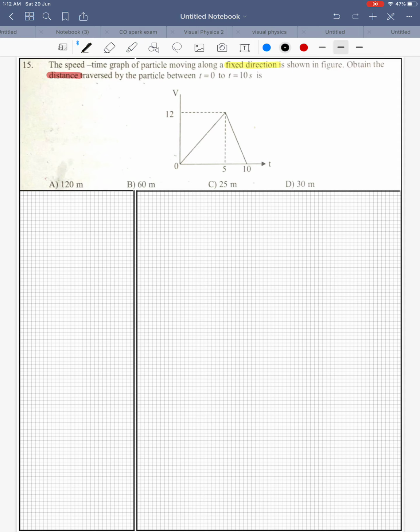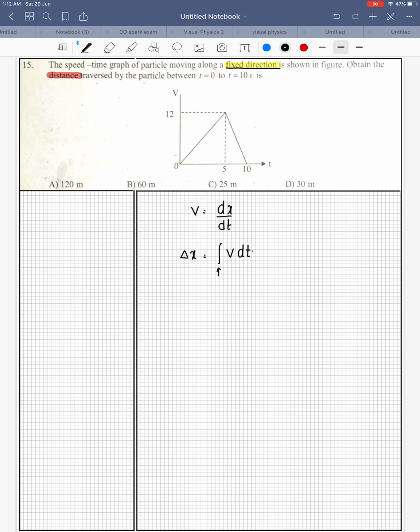As I told, in here displacement is also distance because it's traveling in a fixed direction. That's how displacement is distance. But we know that v equals dx by dt. So x equals, maybe delta x equals integral of v dt.